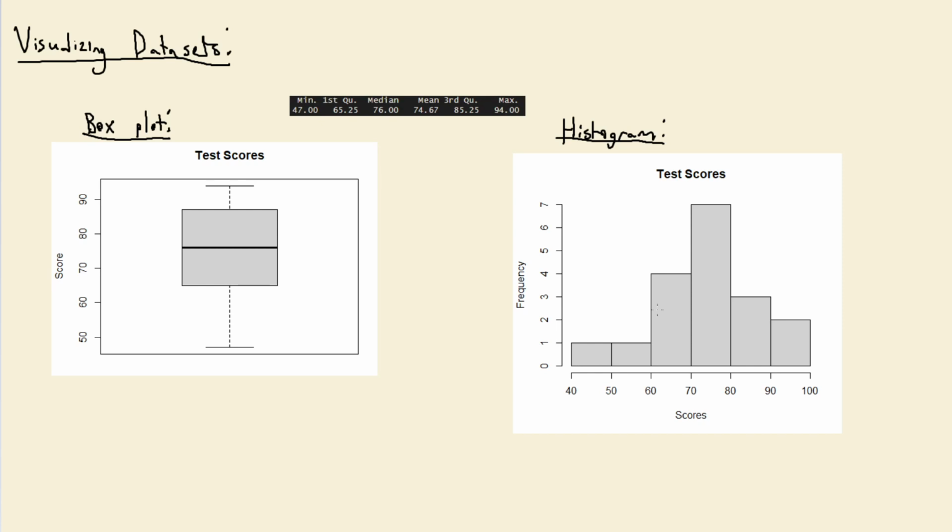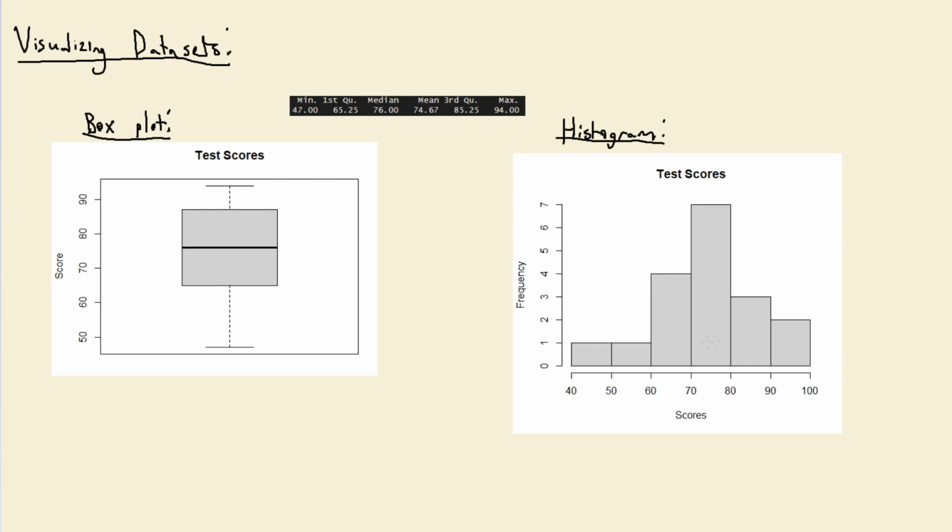So on the histogram, you have an x-axis here that tells you the scores. You have one student that scored between a 40 and a 50, one that scored between a 50 and a 60. We had 4 students that scored between a 60 and a 70. That's what we mean by frequency in this case. This is the number of observations of scores that occurred in each of these categories. So from 70 to 80, you had 7 students score in that category.